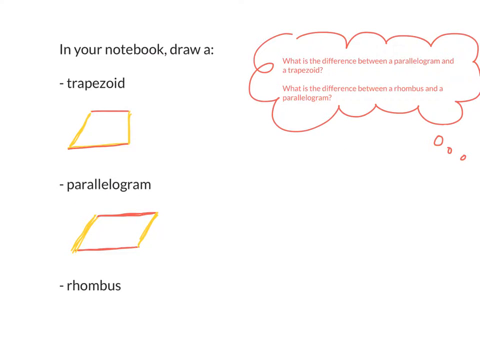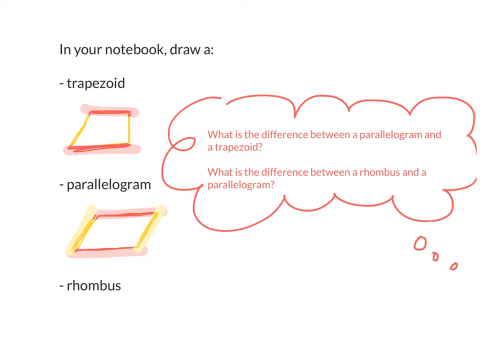So, reviewing what we learned yesterday, hopefully in your trapezoid you drew it so that there was at least one pair of parallel lines. In my drawing here, I made it so that the red lines here are parallel. Parallelograms are different than trapezoids because instead of just having one set of parallel lines, they need to have how many? Two pairs of parallel lines. So in my parallelogram, I drew the red and the yellow lines to be parallel. Okay, so that answers our first question. What's the difference between a parallelogram and a trapezoid?